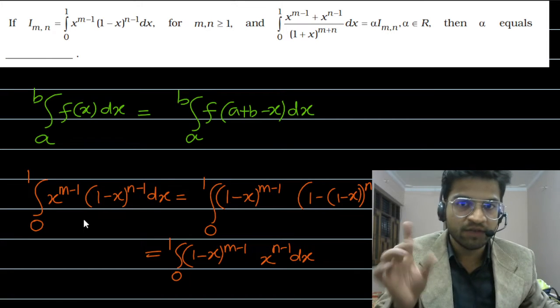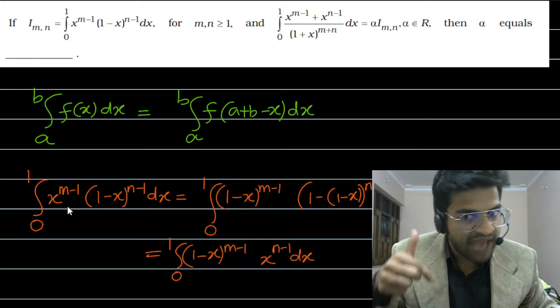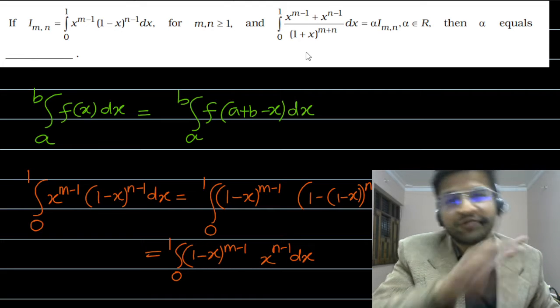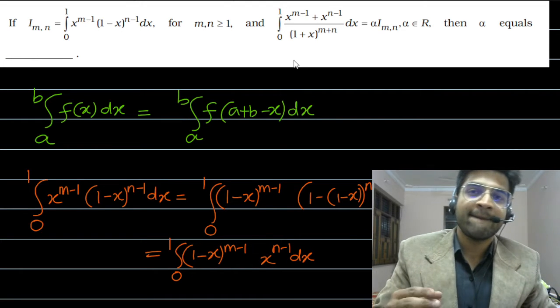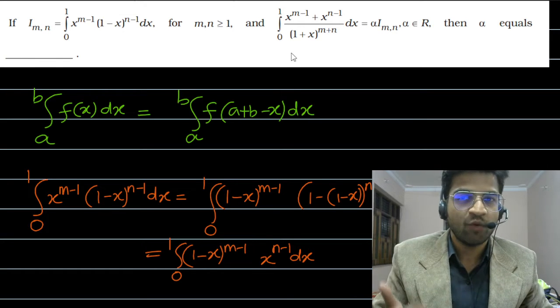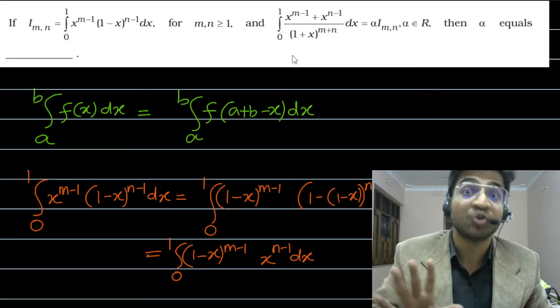We can certainly observe we have to remove this 1 minus x. Also we have to remove this 1 minus x, and we have to bring this 1 plus x in the denominator. Now what can we do? Just think of this. We have to bring 1 plus x in the denominator. That is for sure.